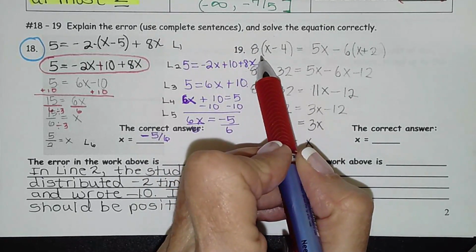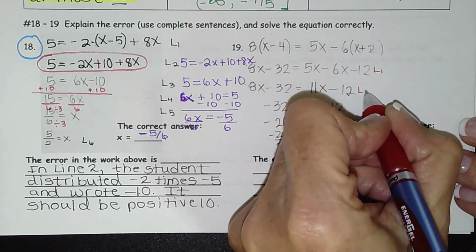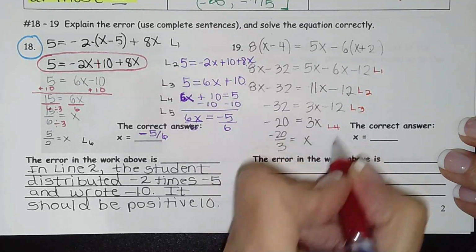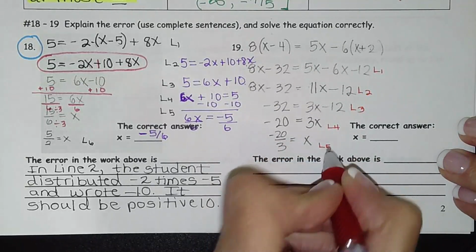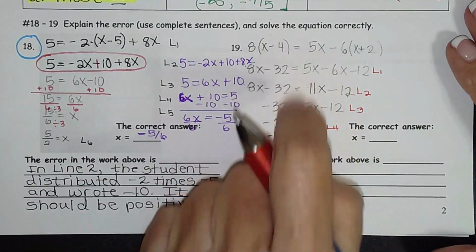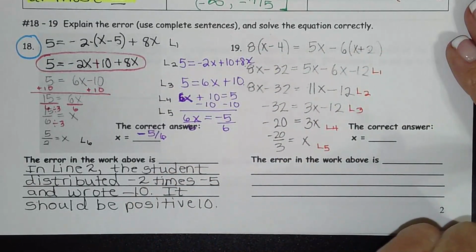Okay, as we look at this one, oh, I didn't label it. So line 1, line 2, line 3, line 4. I just know this is how Alex does it. You have to tell him what line the error's in, so that's why I'm doing that. So here's our original problem, so obviously there can't be any mistakes there.